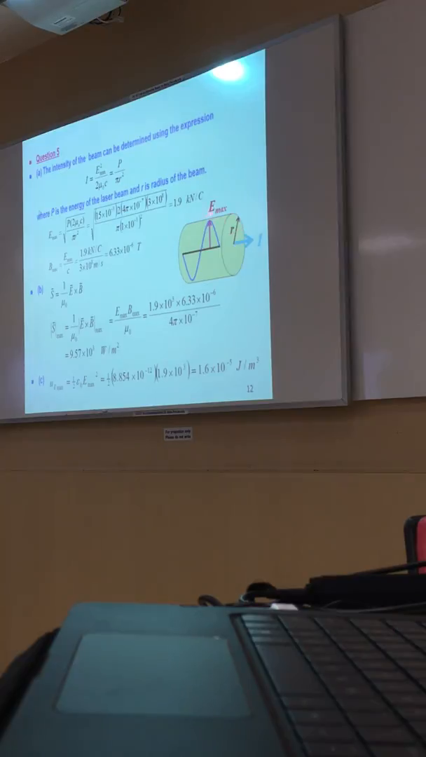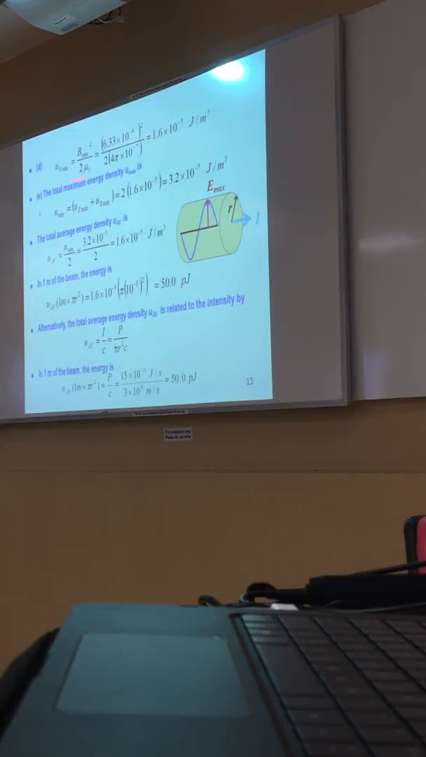So when E is maximum, the energy density is maximum. When E equals zero, the energy density is zero. So this energy density is also not a constant quantity. So this expression in fact is giving us the instantaneous energy density. Is it clear? Anyway, you're asked to find the max. The max happens when E is a max.